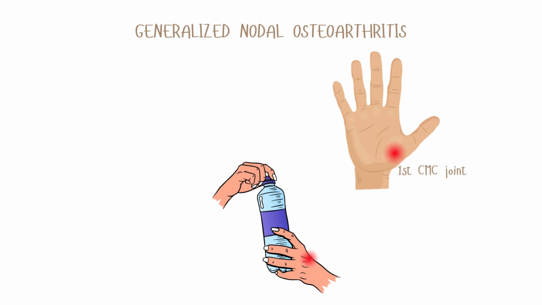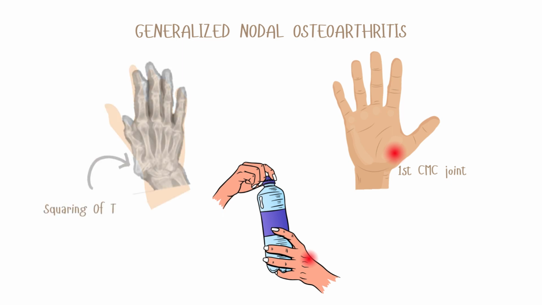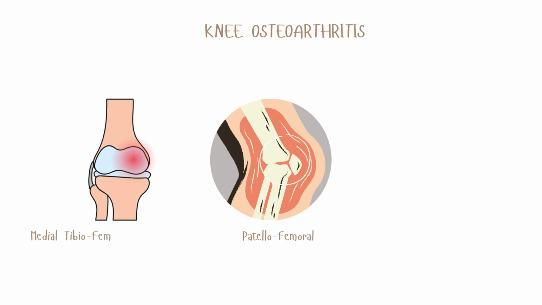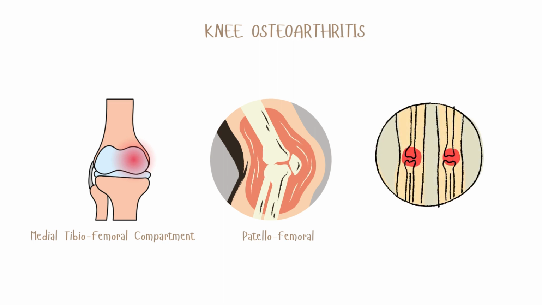Clinically, it may be detected by the presence of crepitus on joint movement and squaring of the thumb base. Knee osteoarthritis primarily affects the patellofemoral and medial tibiofemoral compartments at the knee before spreading to the entire joint. It typically affects both knees symmetrically.